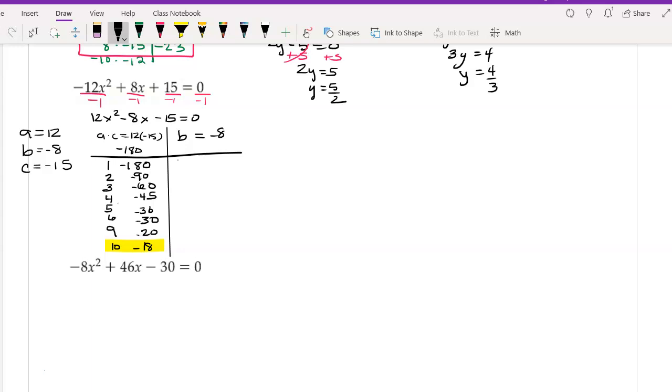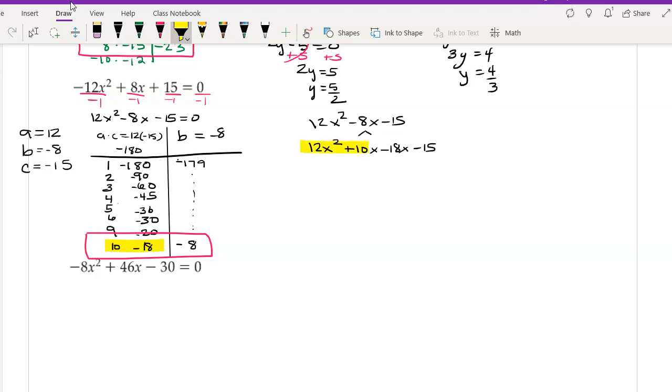So I get 1 plus negative 180 is negative 179. And we keep going, and when we get 10 plus negative 18, we get negative 8. So these are the factors that I'm going to use. So now I go to 12x squared minus 8x minus 15. I separate that negative 8 out, so I have 12x squared plus 10x minus 18x minus 15.